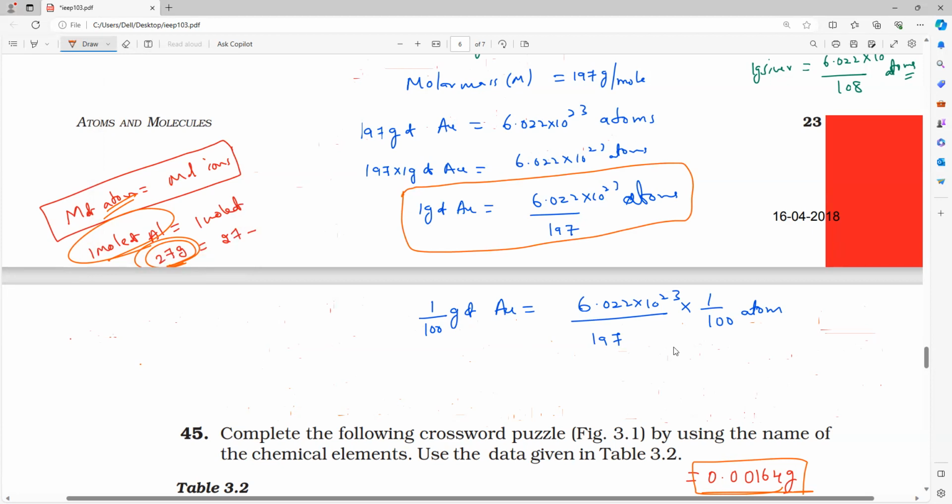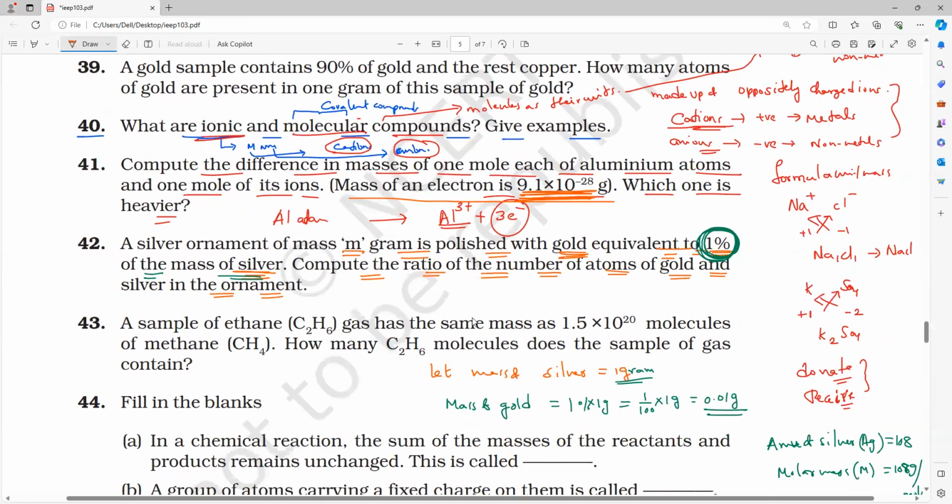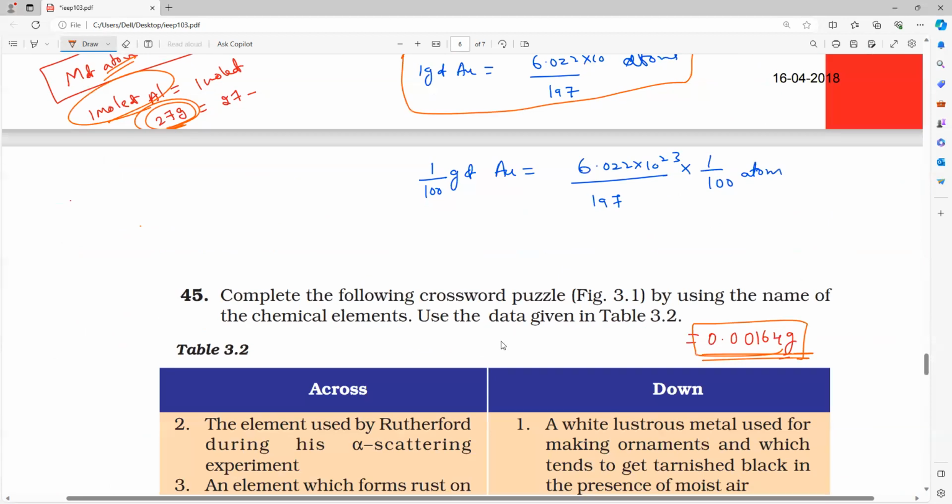So now what is the answer? Let us see, they are asking for a comparison, gold versus silver. What is the question? Compute the ratio of the number of atoms of gold and silver. So gold, how much is it? 6.022 into 10 power 23 divided by 197 into 100. How much? 19700. Is it right, guys?